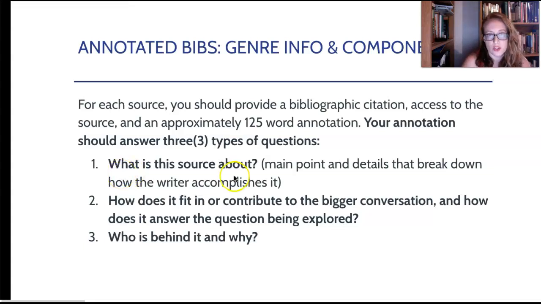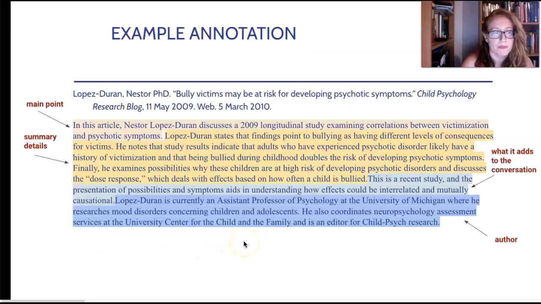First, what is the source about? That's the main point and the details that break down how the writer accomplishes that point. Second, how does it fit in or contribute to the bigger conversation? You can think of this question also as, what makes this source useful? What makes it worth reading? And we'll go into some details about how to think about that question a little more later on. And third, who is behind it and why, when you're thinking about the author information.